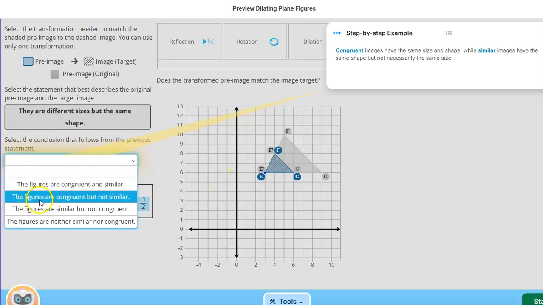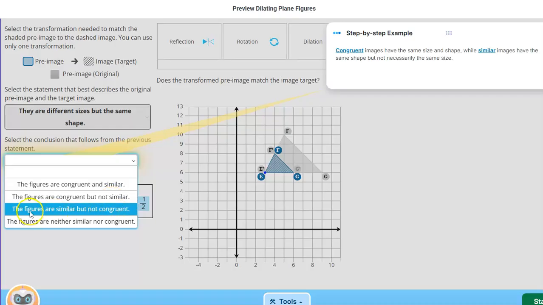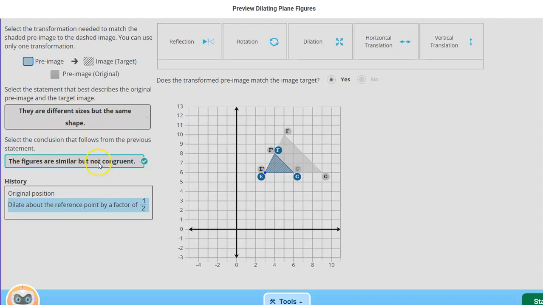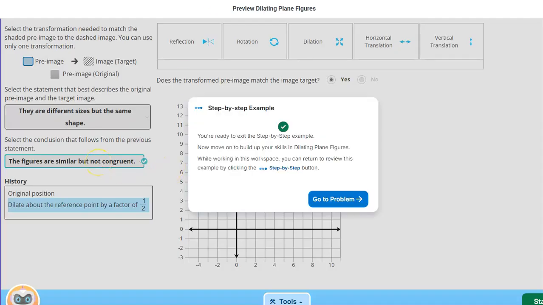The next one says the figures are congruent but not similar. That's not right because we know it's not congruent. The figures are similar but not congruent. So are my figures similar? Yes, they're the same shape, but they're not the same size. So we say the figures are similar but not congruent. This is always going to be true about your dilation.